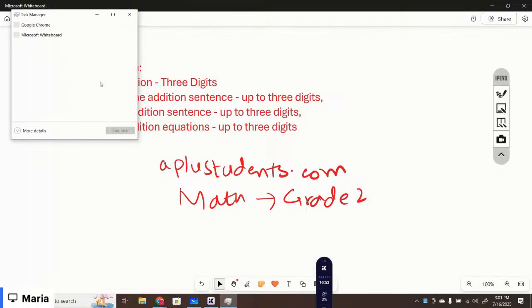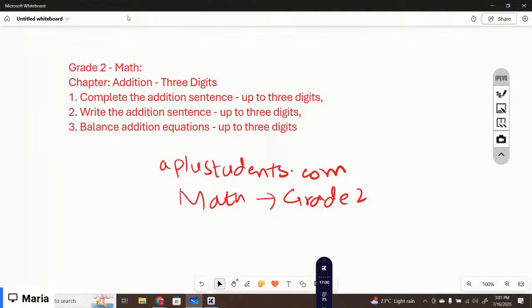Find the list of chapters. We're going to start with the chapter addition of three digits. The lessons we are going to cover today are: add three-digit numbers, write addition sentences with three-digit numbers, and balance addition equations with three digits. So please make sure you have your book and pencil so that you can write down the important examples and definitions as well.